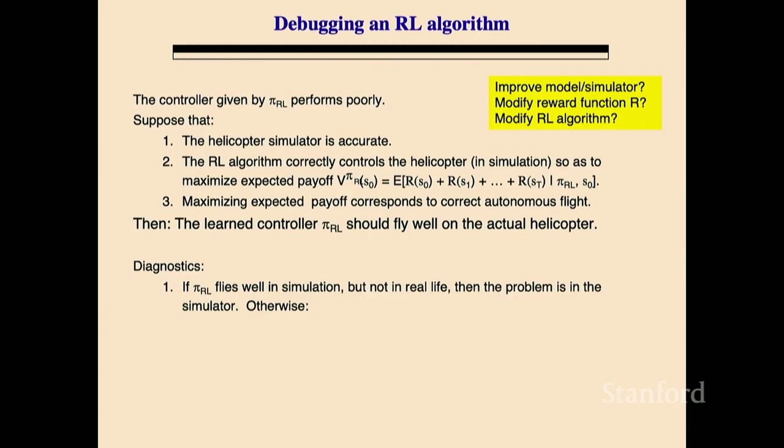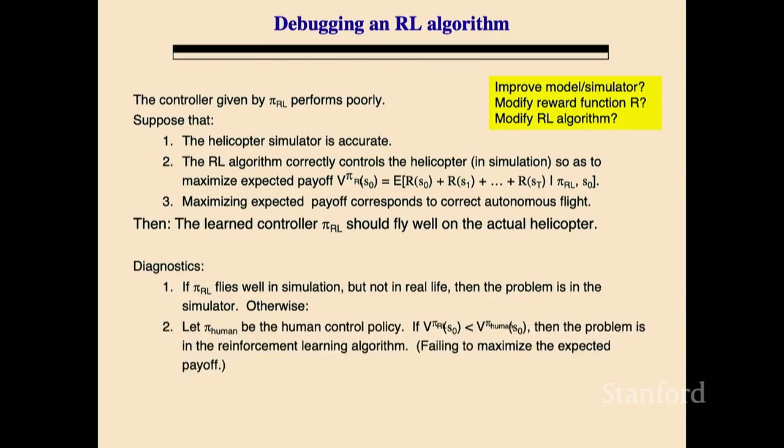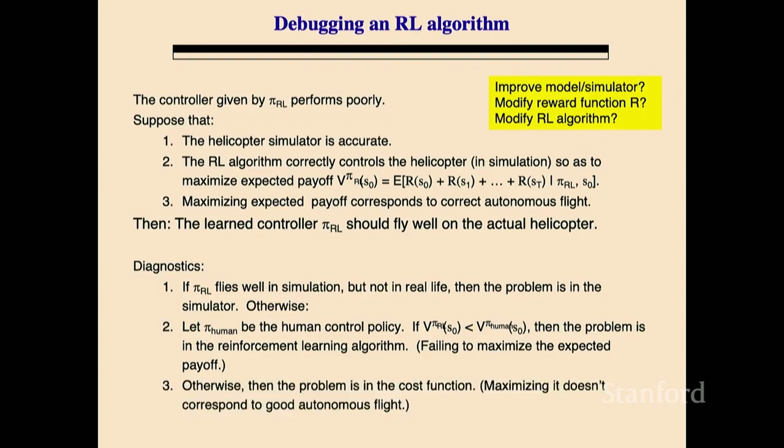But if you find that the problem is not your simulator, if you find that your policy is flying poorly in simulation and flying poorly in real life, then this is the diagnostic I would use. So I shall show these two lines. Let's let human be the human control policy. So hire a human pilot, right? Which we did. We're fortunate to have one of America's top aerobatic helicopter pilots working with us, and he, using his control sticks and his radio control, can make a helicopter fly upside down, tumble, do flips, loops, rolls. So we had a very good human pilot help us fly the helicopter manually.